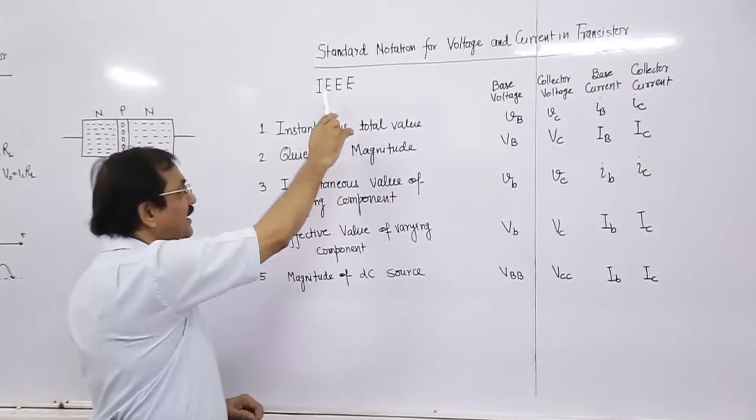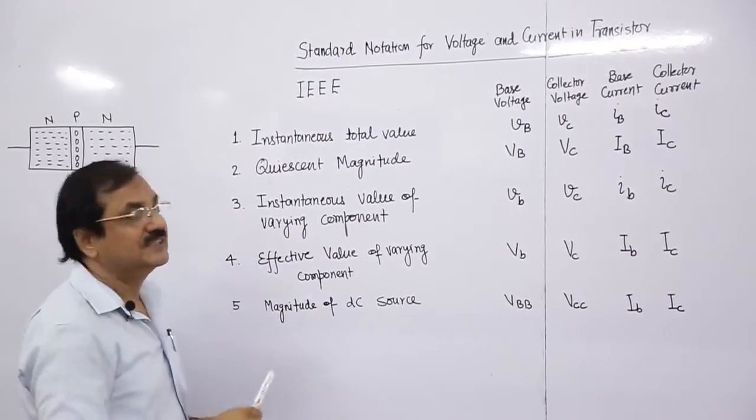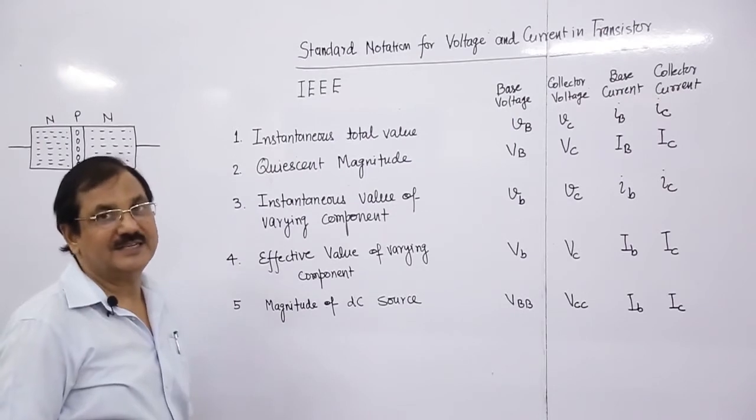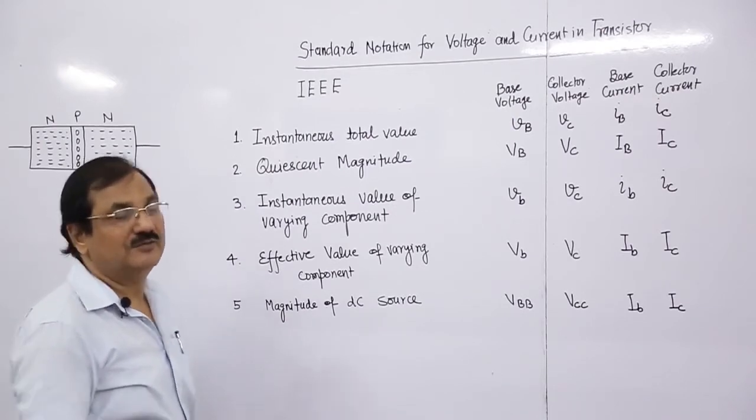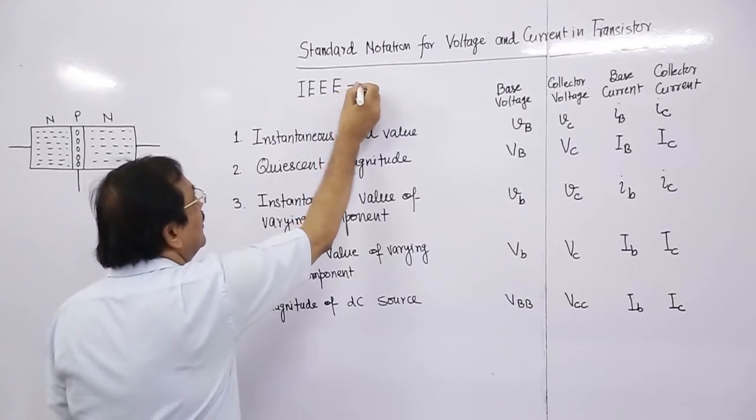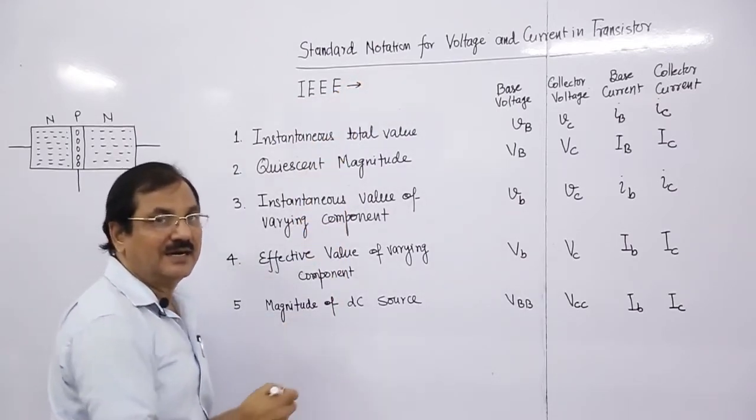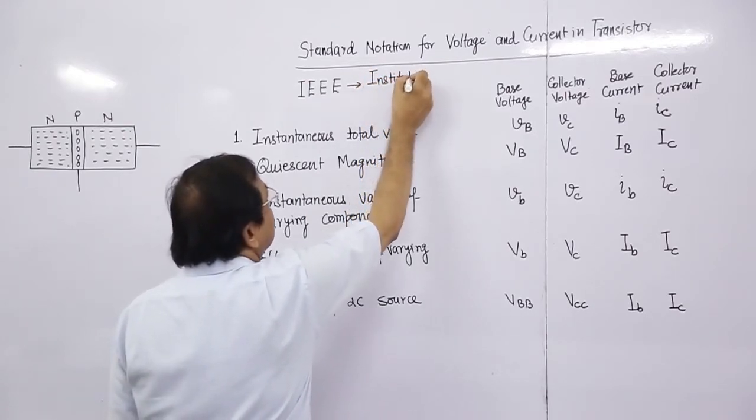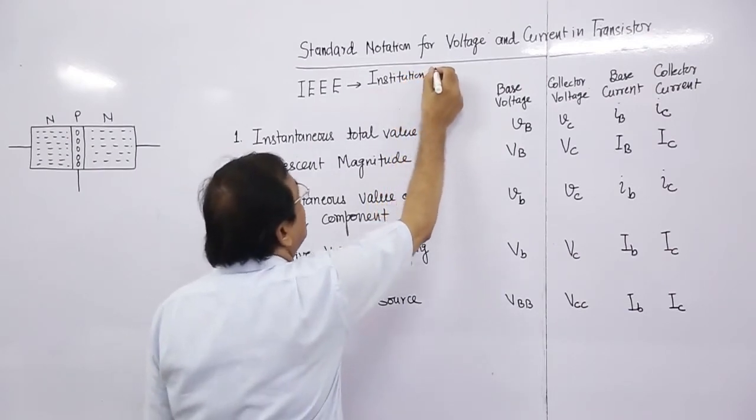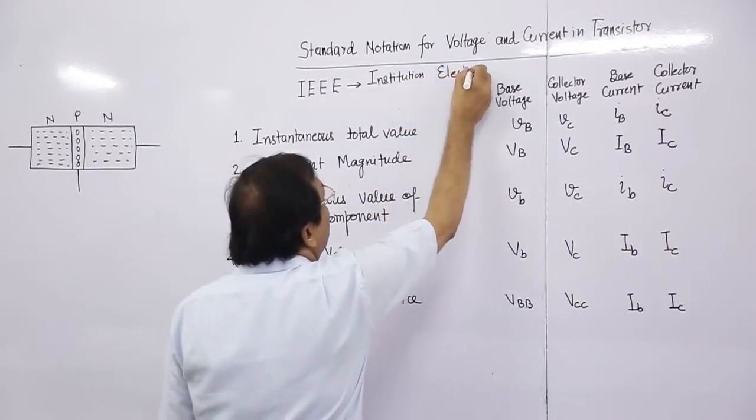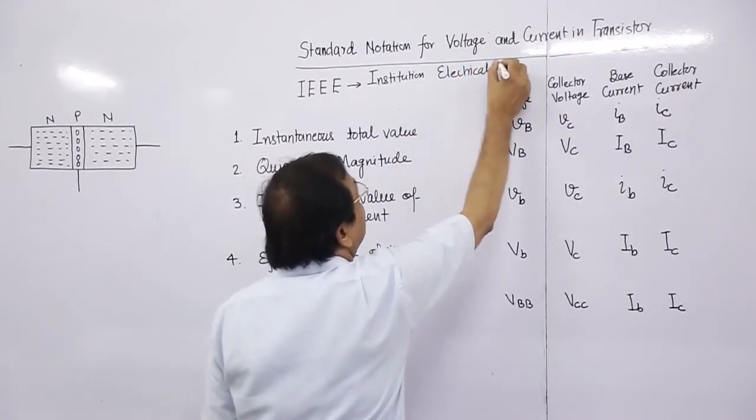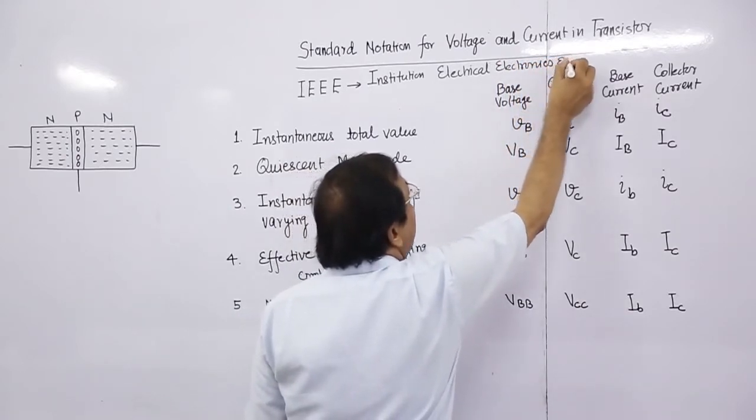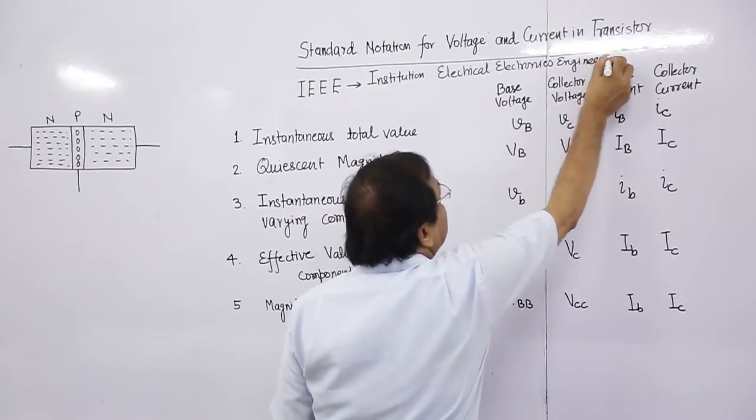So you see, this one is the standard notation for voltage and current in a transistor. This standard notation was decided by the IEEE, the Institute of Electrical and Electronics Engineers.